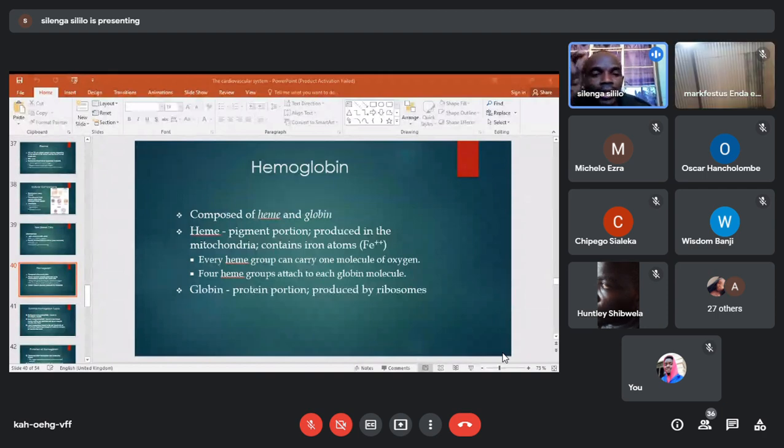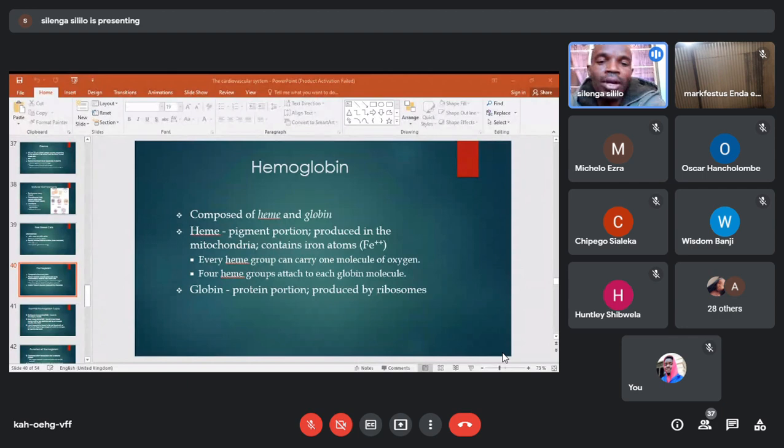Now, why is the iron there? The iron is there so that that's where the oxygen binds. If you still remember your chemistry, this is where we now start applying those stories we discussed in chemistry. So when we're talking about iron, the globulin is an attachment, it's a carrier. It will carry iron. And this iron, that's where the oxygen attaches.